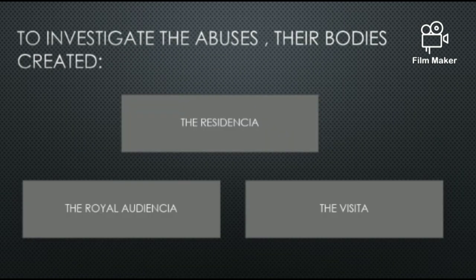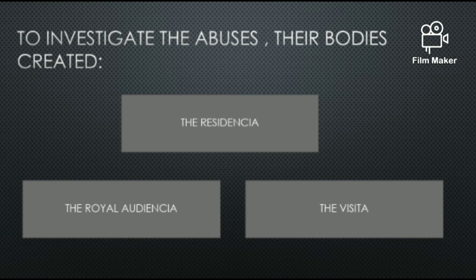The Governor General and other government officials had so much power that it was commonly abused. To investigate the abuses, there were bodies created: the Residencia, the Visita, and the Royal Audiencia. The Residencia is a special judicial court that investigates the performance of a Governor General who was about to be replaced. The residencia, of which the incoming Governor General was usually a member, submitted a report of findings to the king.